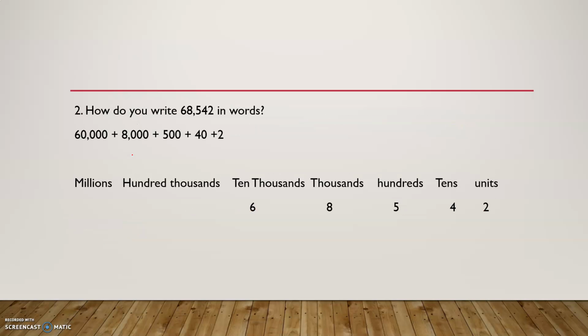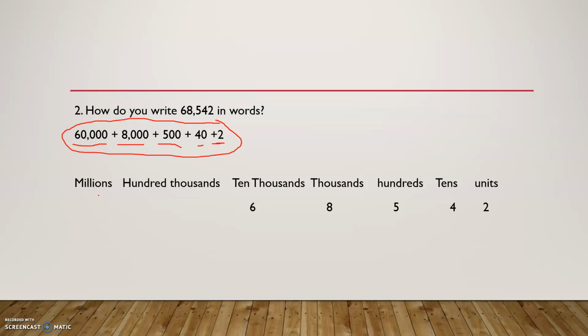Question number 2. How do you write 68,542 in words? So that can be broken down into this figure. So we go 68. So under ten thousands would be 60,000. And then under thousands would be 8,000. Under hundreds would be 500. And then tens would be 40. And then 2 would be our units.